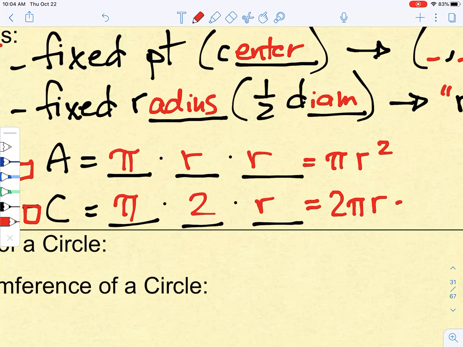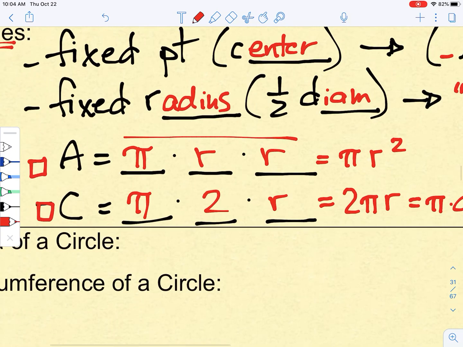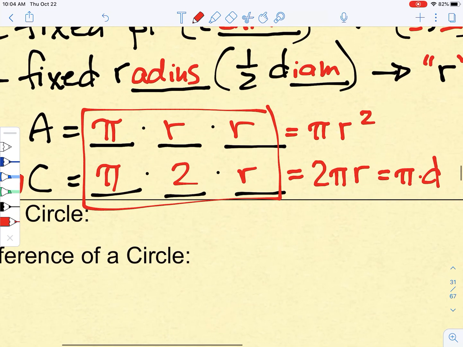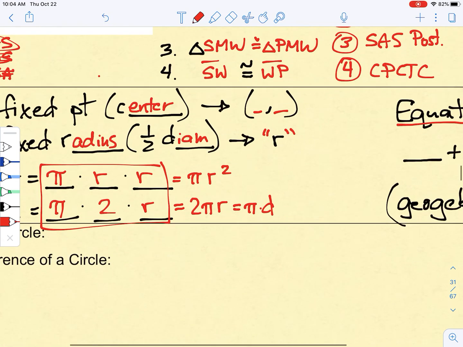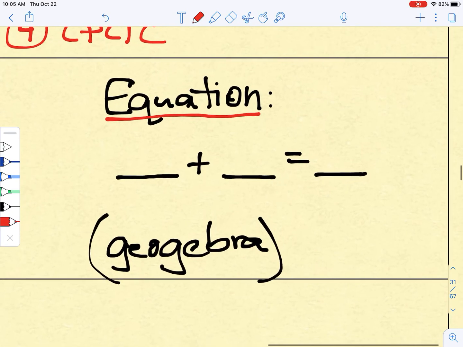But then some kids say, well, r times 2 is diameter, so why not just use pi times diameter? I like this to be the reference because it shows you the similarities between the two. And there's some other things coming down the pike that you'll see why that's a good way to think about it. All right, let's go to an equation.